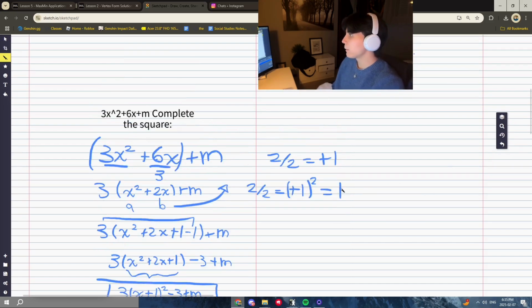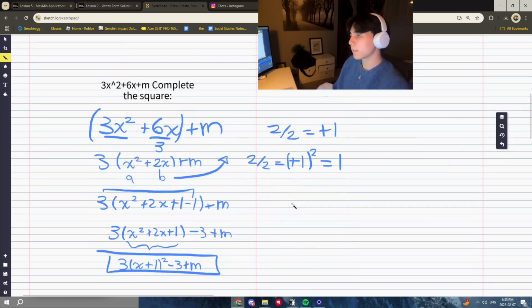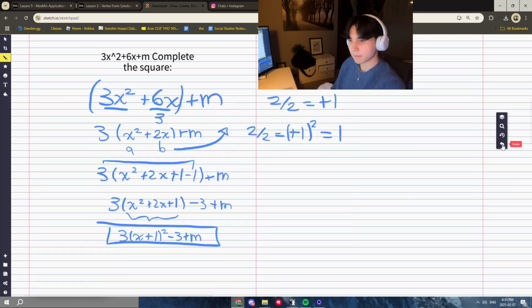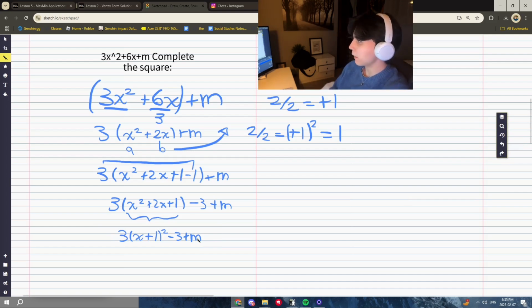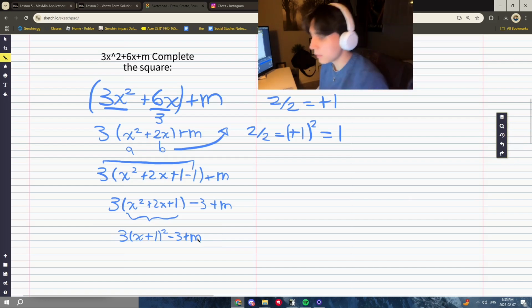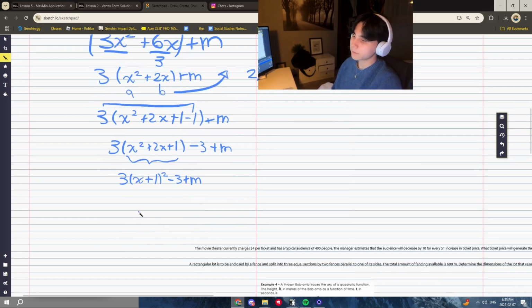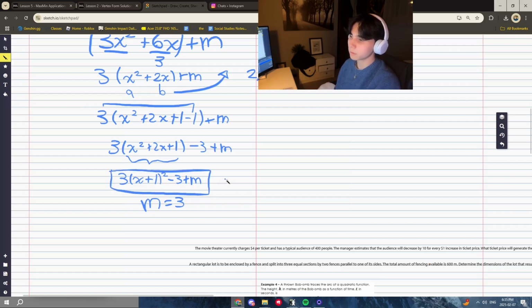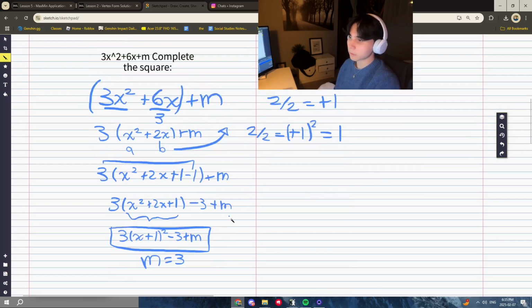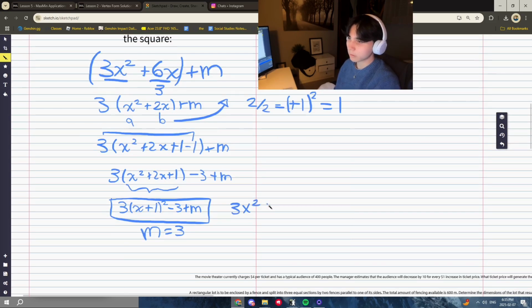And now you're probably wondering, how exactly do I check this, right? Because at the end, you don't really have a number that you can plug into your calculator. So the way that you check this is you set a random number. Let's say m is equal to 3. So in place of m, we're going to put 3. So this is the equation we created, and then we're going to use our original equation, which was 3x squared plus 6x plus m.